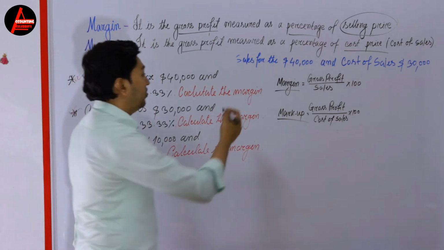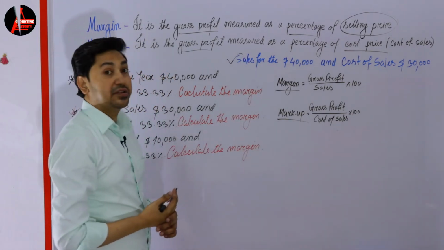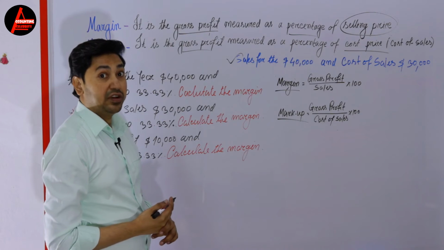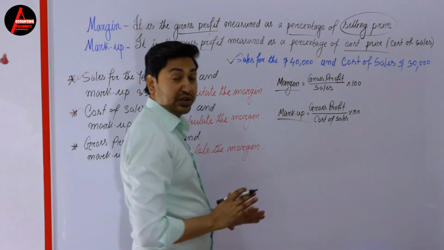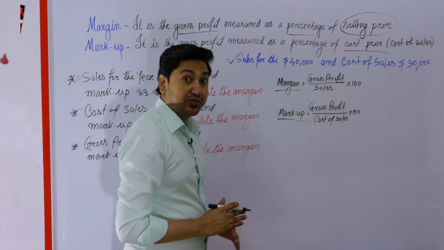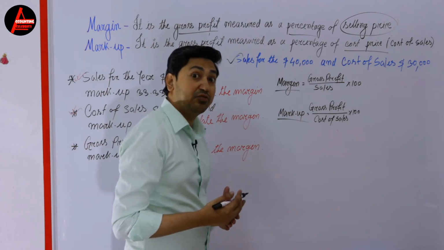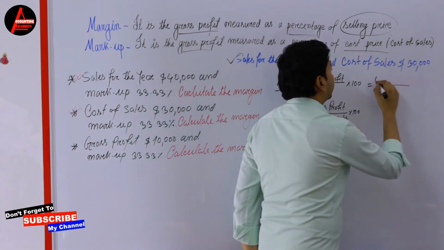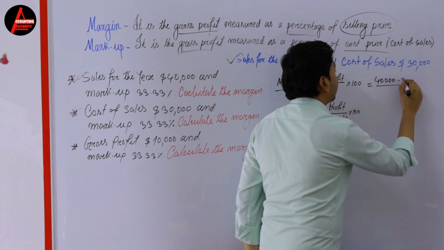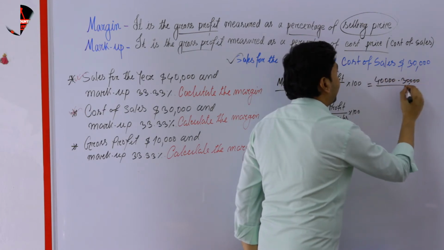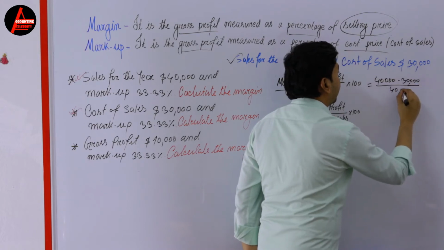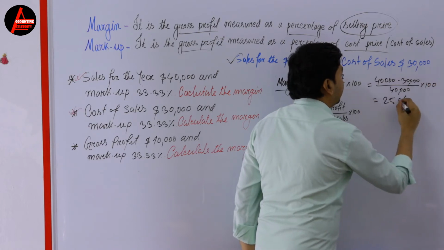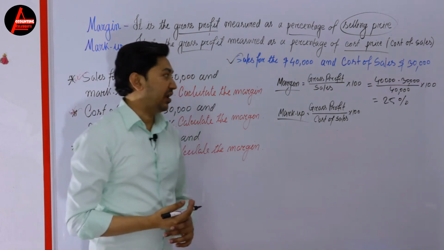Okay, for example, look at this question. Sales for the year is $40,000 and cost of sales is $30,000. So now how to calculate margin? It's very easy. Gross profit you need to find out. So how to calculate gross profit? Sales minus cost of sales equals gross profit. Okay, so right here your sales is $40,000 minus $30,000 cost of sales, divided by sales, which is $40,000 again, times 100. So your margin is 25% if you calculate.